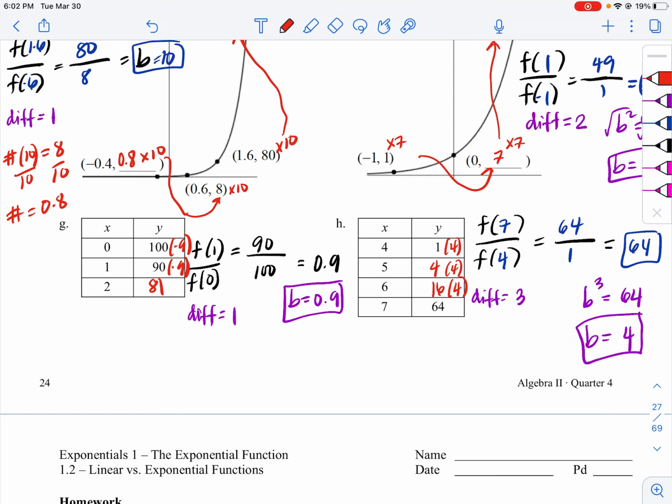I hope that you are understanding what a constant ratio is and how to get the constant ratio. Before I close this video, make sure you remember that b means constant ratio.